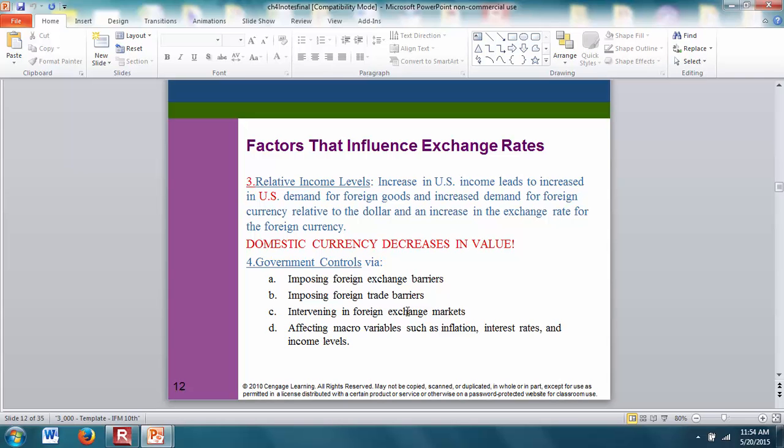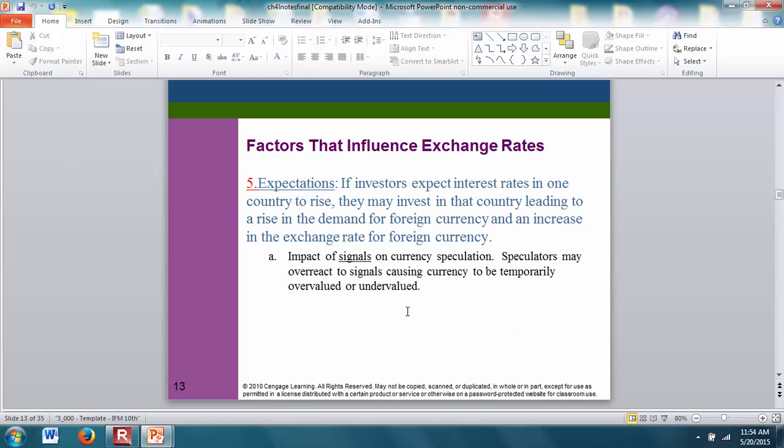Now, government can also affect macro variables such as inflation, interest rates, and income level. And the reason is that they can control interest rates, okay? They might be able to control inflation and so on. So these are some of the examples of the government controls. And the last one is expectations. So here, if investors expect interest rates in one country to rise, they may invest in that country, leading to a rise in the demand for foreign currency and an increase in the exchange rate for foreign currency.